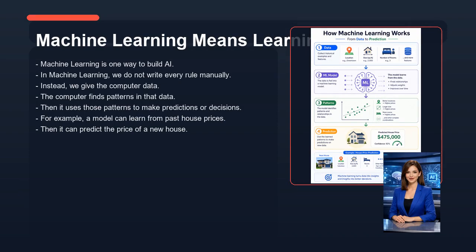Now let's look at machine learning, which means learning from data. Machine learning is one way to build AI. In machine learning, we do not write every rule manually. Instead, we give the computer data. The computer finds patterns in that data. Then it uses those patterns to make predictions or decisions. For example, a model can learn from past house prices. Then it can predict the price of a new house.